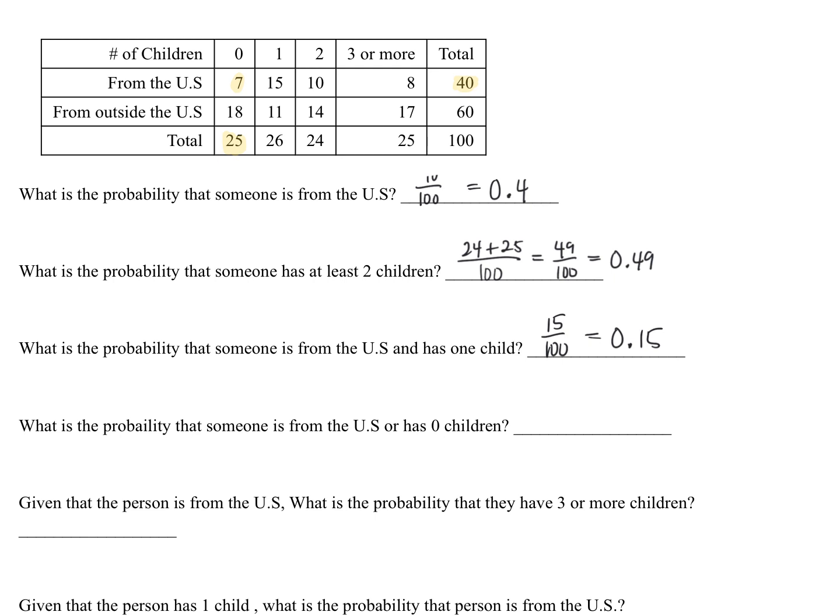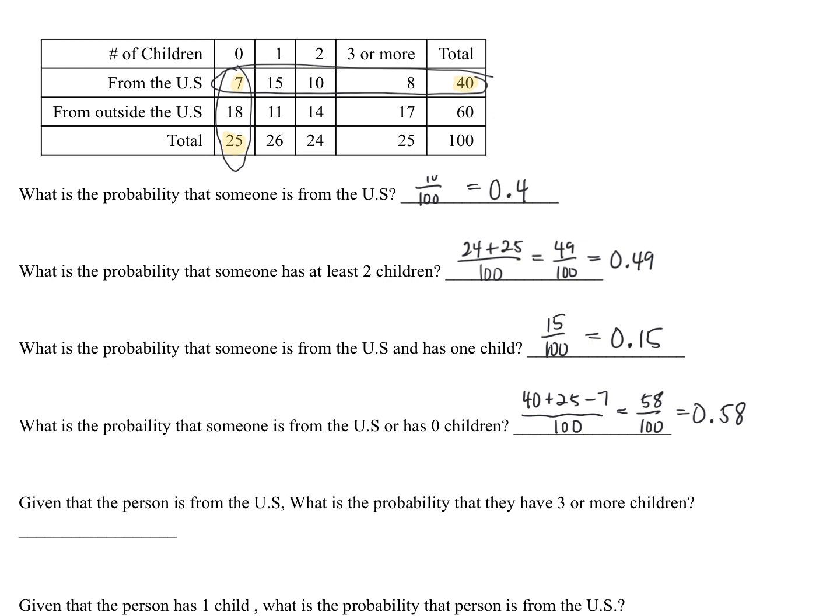So you would do 40 plus 25, but then we've counted 7 in both of those, right? We counted 7 here and we counted 7 here. So we double counted the 7, so we have to subtract that out. Okay, so 40 plus 25 is 65, minus 7 is 58. So this would be 58 out of 100, or 0.58.